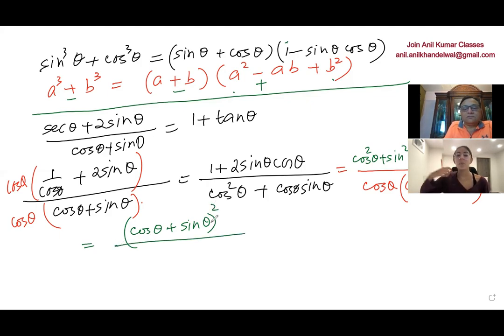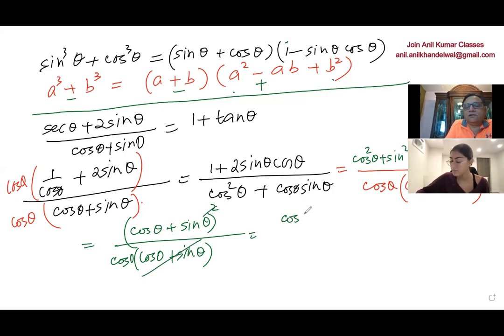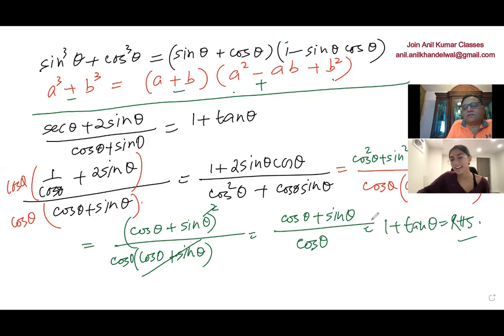So whenever we have 1 minus or 1 plus and we're stuck, you should always go into your Pythagorean identity: cos squared theta plus sine squared theta. So now one of them cancels, right? We are left with cos theta plus sin theta divided by cos theta. You see that? Which is 1 plus tan theta. Exactly. Okay, there we go. See, that's where I was stuck.